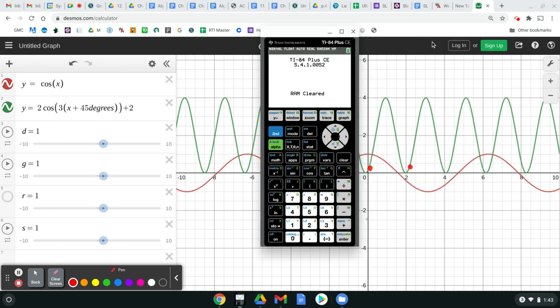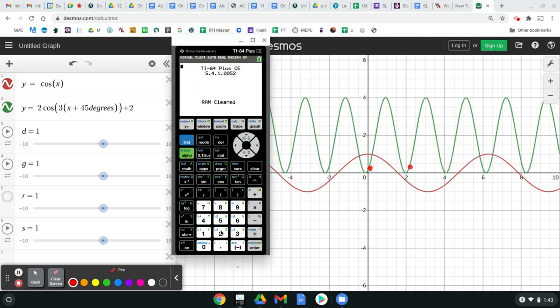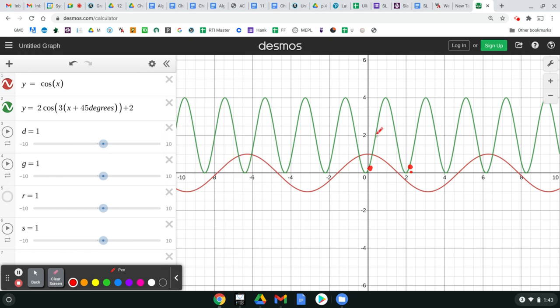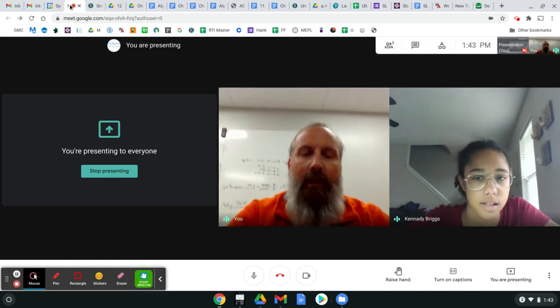What is 2 times pi, enter, divided by 3? It's 2.09. That's that number right there, Kennedy. Does that make sense? Yeah, it does. So it takes 2.09 units to complete the curve. Okay. And that is 2 pi over 3. Does that help you? It does. All right, great. Thank you.